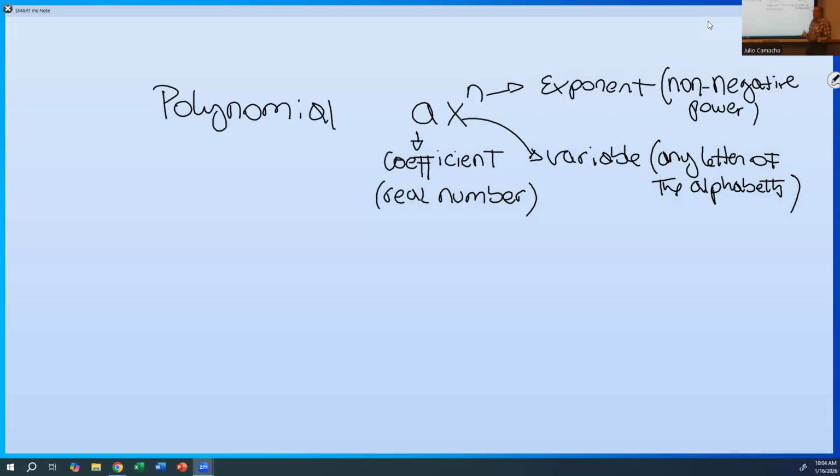Now, why is it non-negative? What happens if you have a negative power? What happens with this expression? How can you make a negative power a positive power? Somebody have an idea?